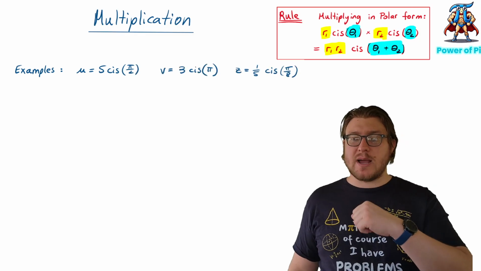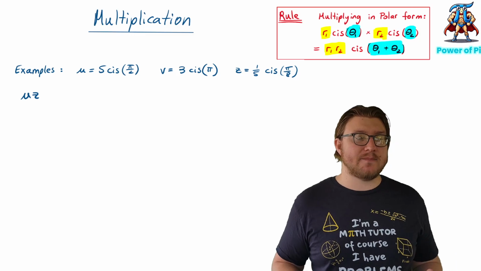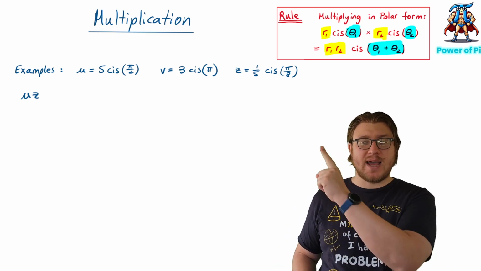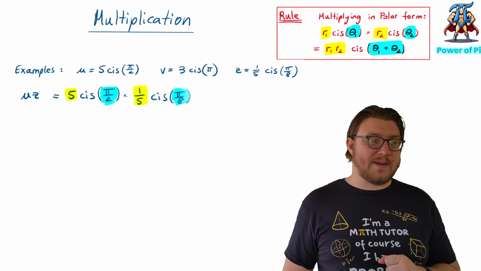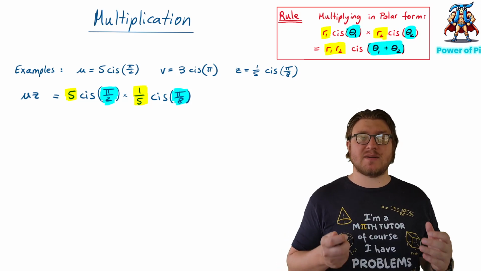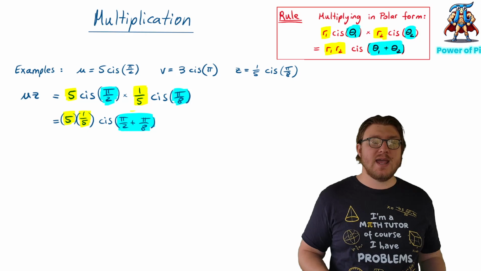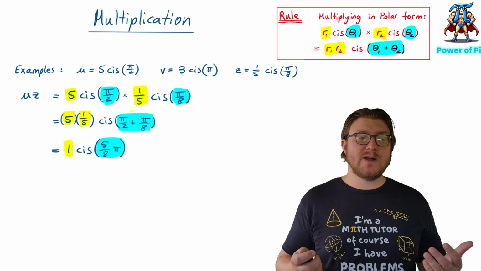Okay, chuck the rule up there and let's do some more practice. What if we wanted to find uz? Pause the video now, apply the rule, and see if you get it right. Okay, we need to multiply the moduli, so 5 times 1 over 5 will be 1. And add the angles. Again, we have a calculator if we need to. We can just chuck that in.